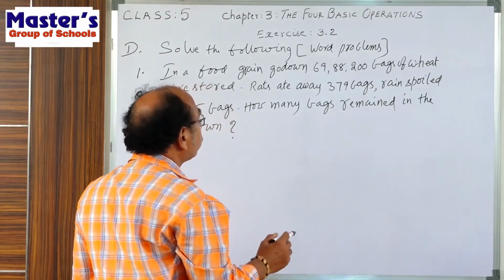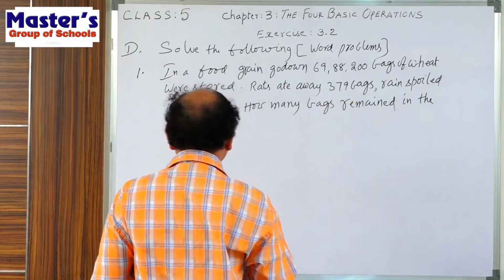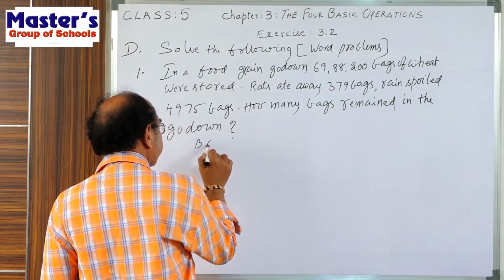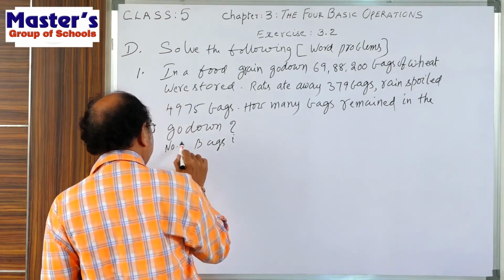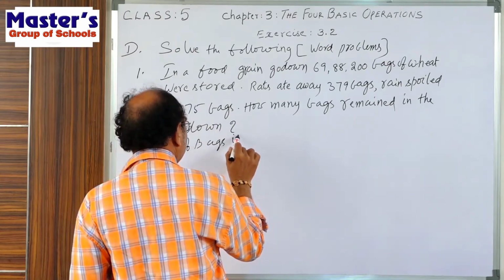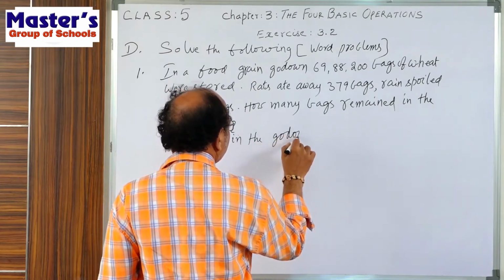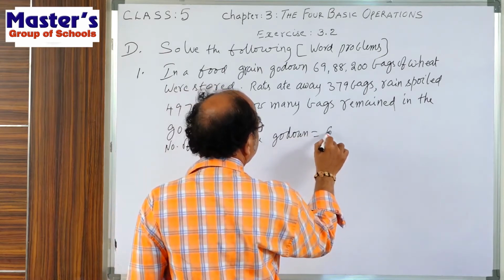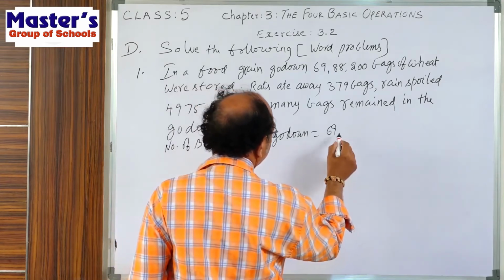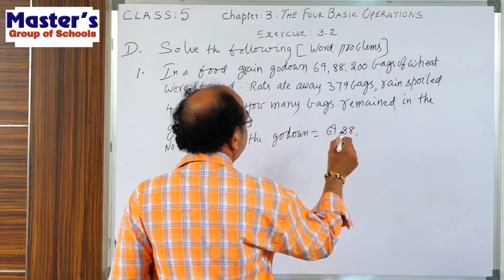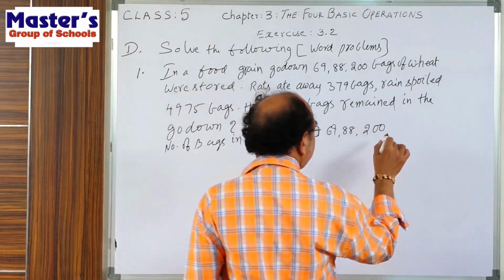Right. So, first step you write: number of bags in the godown. How many? 69 lakhs, 88,200. Very in the beginning. Okay.